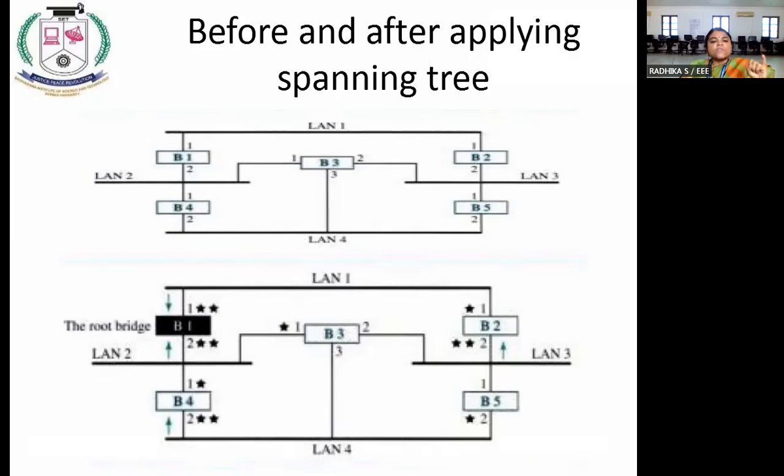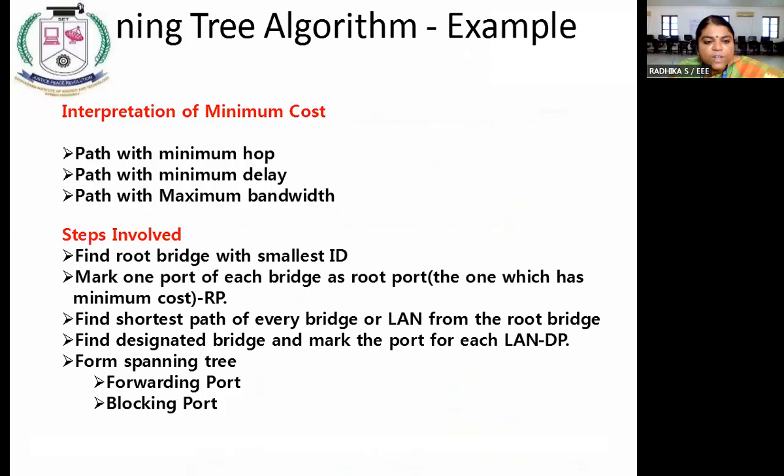Then the next step is to mark the bridge with the smallest number as the root bridge. So here the black colored bridge B1 has the smallest ID among the 5, B1, B2, B3, B4, and B5. Among these 5, B1 has the smallest number. So I mark this bridge as the root bridge. Okay, then what is the next step? We'll just go to the previous slide.